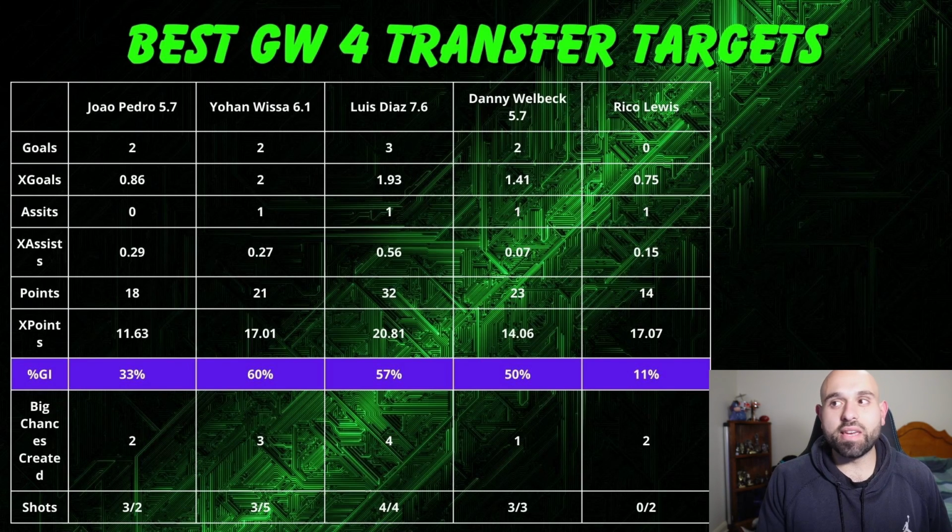We are going to take a deep dive into a few of these options. But what we've got on the screen just is their goals, expected goals, assists, expected assist points, expected points, percentage of goal involvement, which I've got highlighted because I want to talk about that in a second, big chances, and their total shots. So what percentage of goal involvement means is the percentage of goals that this player is directly responsible for. Now, whether that is goals scored or goals assisted.